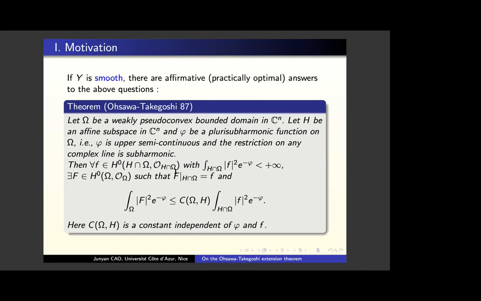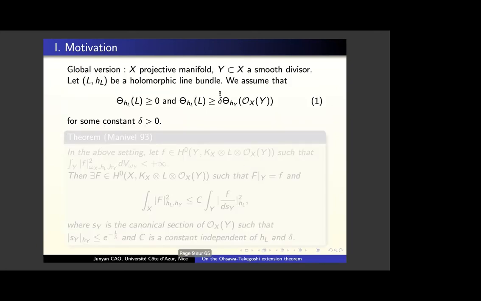The L2 norm of big F is controlled by some uniform constant times the L2 norm of the small f. Here I would like to make precise that the constant C is in fact independent of the choice of phi and small f. This is the local version of the Ohsawa-Takegoshi extension theorem. For its applications in complex geometry, we need some global version. There are a lot of generalizations of this theorem. Here for simplicity, I just mention a very simple global version, which is essentially due to Manivel and Demailly.